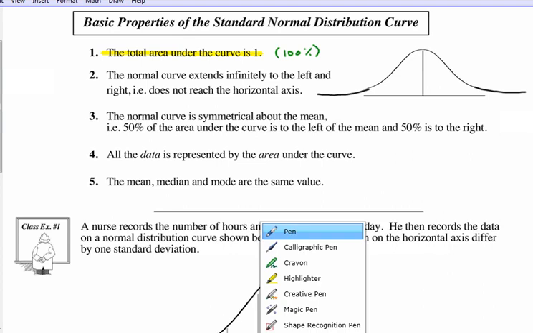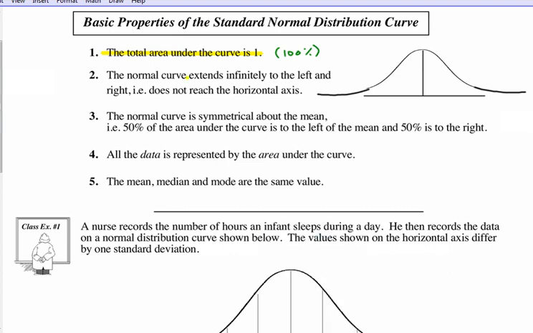So the curve extends infinitely. The normal curve is symmetrical about the mean. That's really important. So that means 50% is to the left and 50% is to the right. All the data is represented by the area under the curve. So area is another way we can talk about underneath the curve instead of just percentages or probabilities. And in a normal distribution, this is important, the mean, median, and mode are the same value. They are the same value.